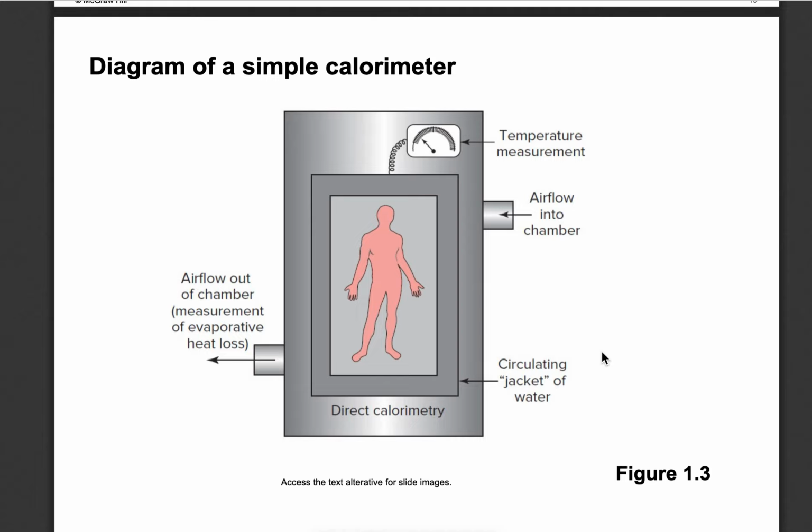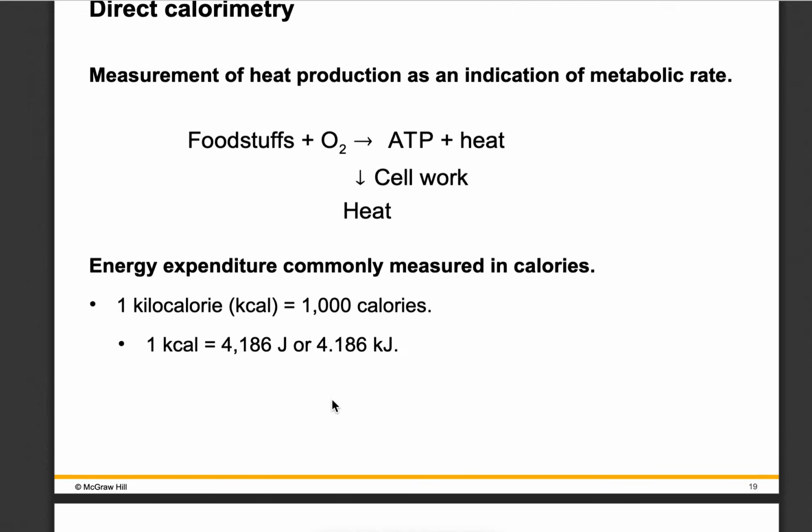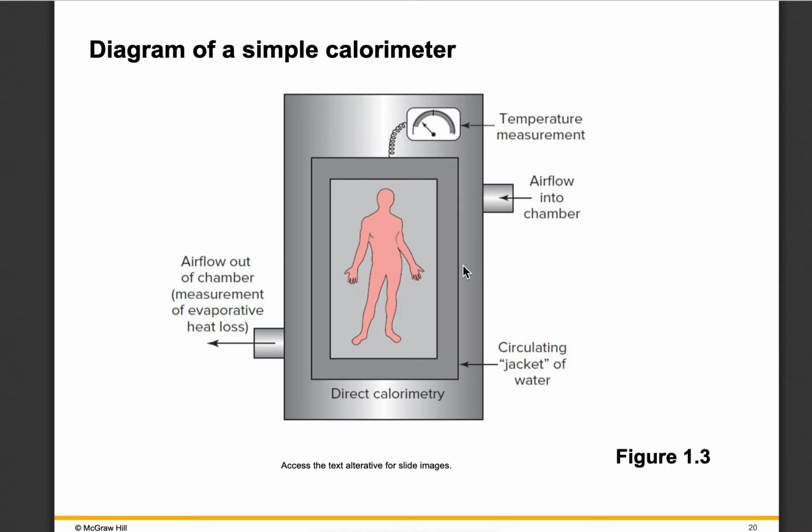Air comes in, air goes out. And over time, what's going to happen is that water surrounding this room or this box is going to heat up, and we can measure that over time. So you take how much water there is and how hot it's gotten, how many degrees Celsius it's increased, and you can do the conversion to figure out how much energy they've produced through this heat. And that's direct calorimetry, but that's not necessarily practical for the real world. It's expensive and hard to do.